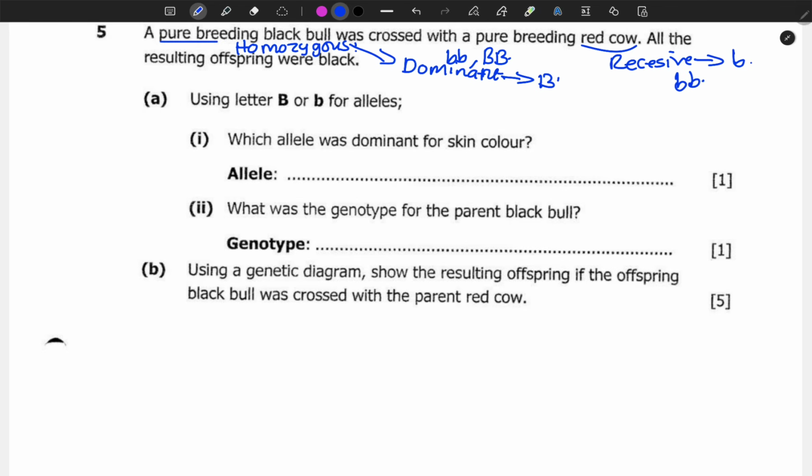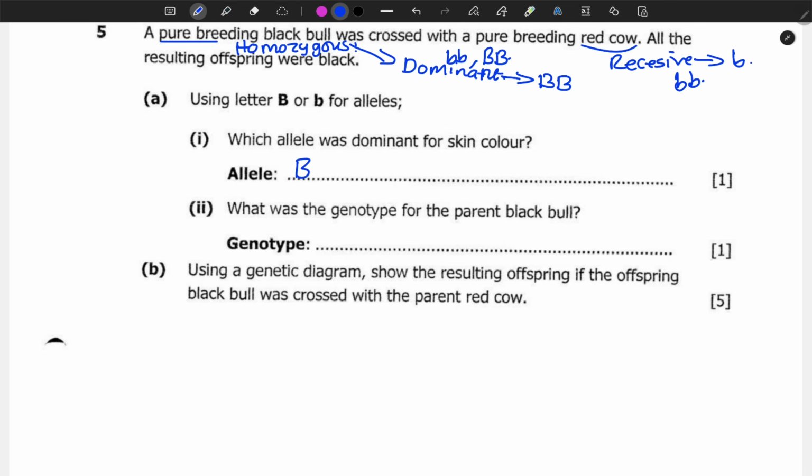Then the bull, the genotype is capital B, another capital B, since these two were pure. So if you can just understand this, then this question cannot be an issue. Which allele was dominant for skin color? By allele, they just mean one letter. So the one that was dominant, you just write capital letter B.